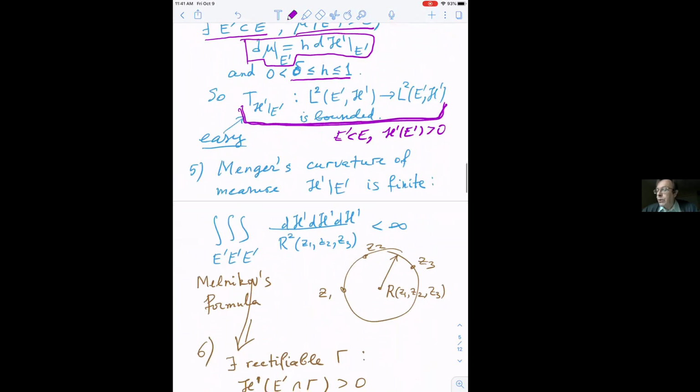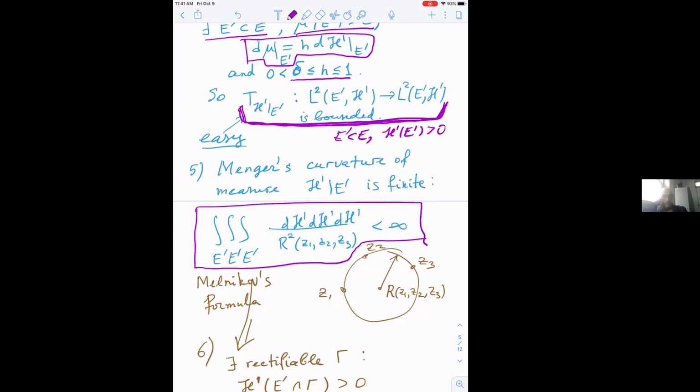So the next step, so far it was us. The next step is not us. So the next step was known. It's a super beautiful, very non-trivial, elegant step. It says that if this operator is bounded, then something geometric happens. And this geometric thing I wrote as this formula. So in words, they say that Menger's curvature is finite. So Menger's curvature of the set E prime is finite.